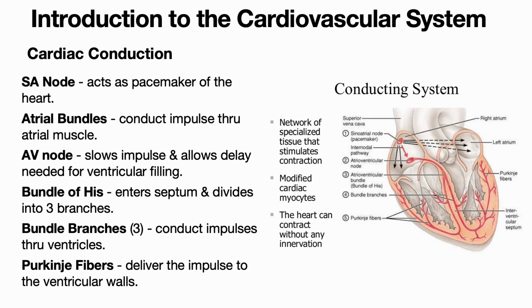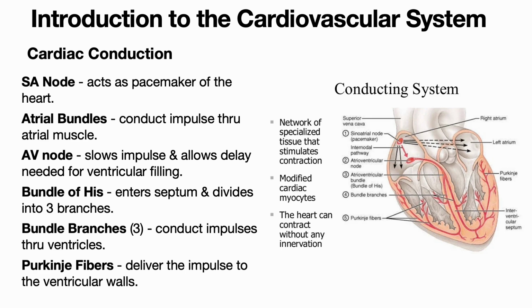We will now move on to cardiac conduction. The conduction system of the heart consists of SA node, atrial bundles, AV node, bundle of His, bundle branches, and the Purkinje fibers. SA node acts as pacemaker of the heart because it acts to stimulate the rest of the cells to depolarize at its rate.